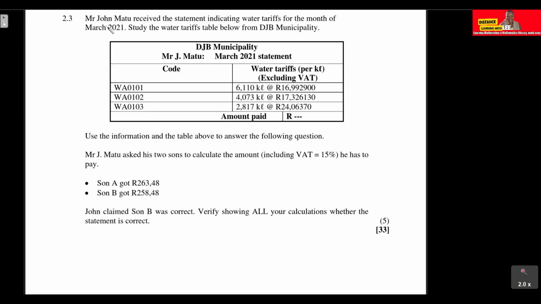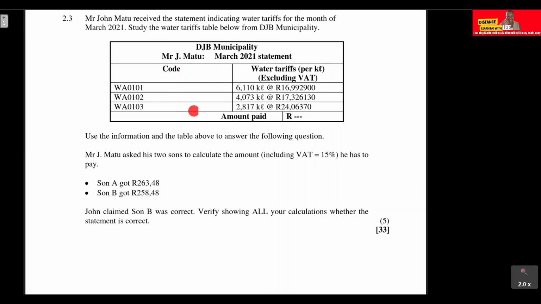Question 2.3. Mr. John Matu received a statement indicating water tariffs for the month of March 2021. Study the water tariffs table below from the DJB municipality. Okay, so we are told here that below we've got the statement that indicates the water tariffs for the month of March 2021, and we're going to be using this statement to answer the questions that are given. Okay, so this is the DJB municipality, and this is the statement for Mr. J Matu, right, for March 2021.